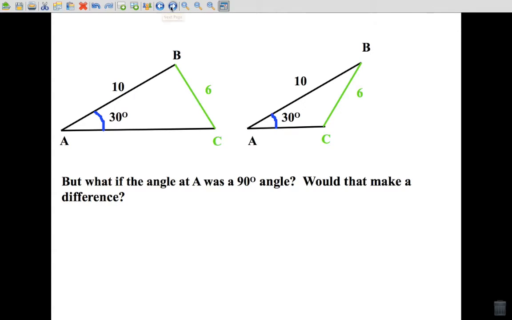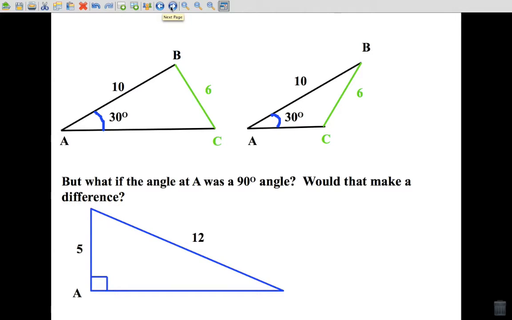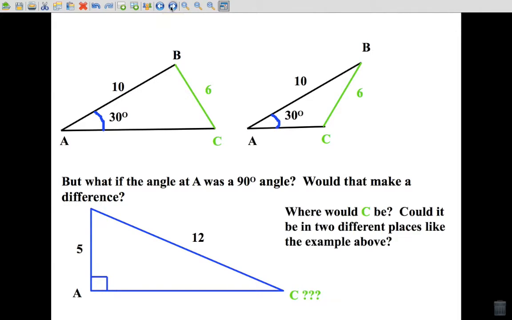Let's take a look. With this triangle, angle A is right. We have a side and we have the hypotenuse. What about that angle on the edge, angle C? Could it be in two different places like angle C was in different places in the two triangles up above? With the right angle at A, it forces every other triangle that has a right angle at A, has a leg that is 5 and a hypotenuse that is 12 to be drawn exactly like this one is.